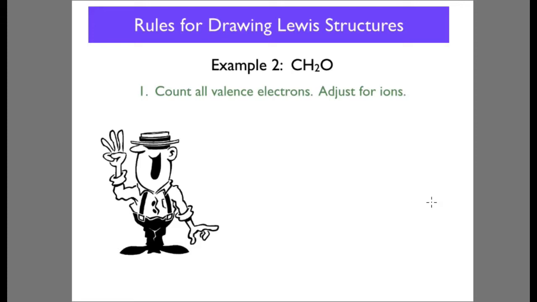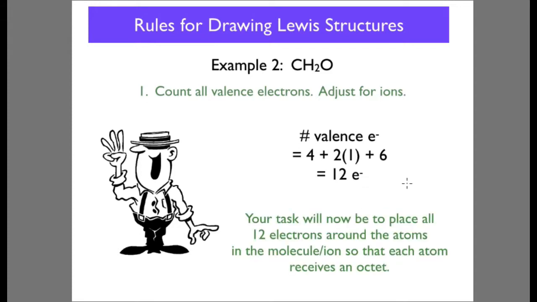Count all the valence electrons and adjust for ions. So we've got 4 valence electrons in the carbon. We've got 1 valence electron in each hydrogen, so 2 of them. And we've got 6 valence electrons in the oxygen. Add them together, 12 electrons. Our task now will be to place all 12 electrons around the atoms in the molecule or ion so that each atom receives an octet.